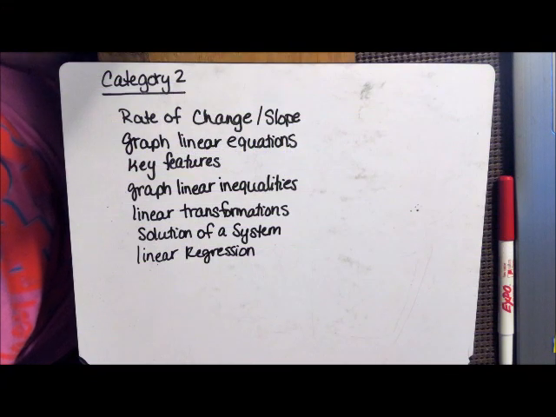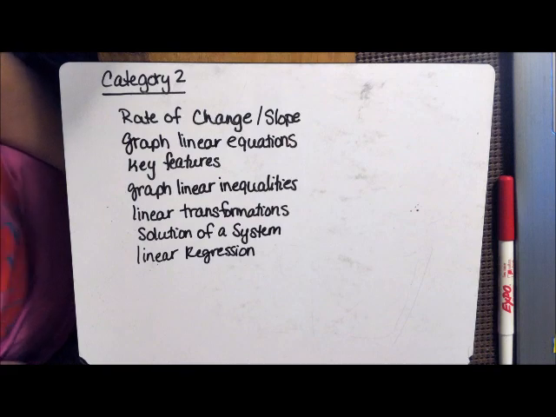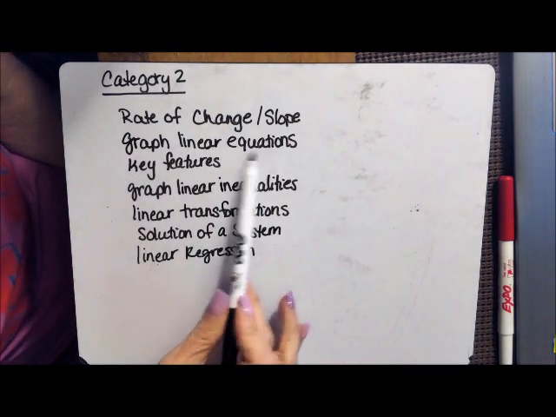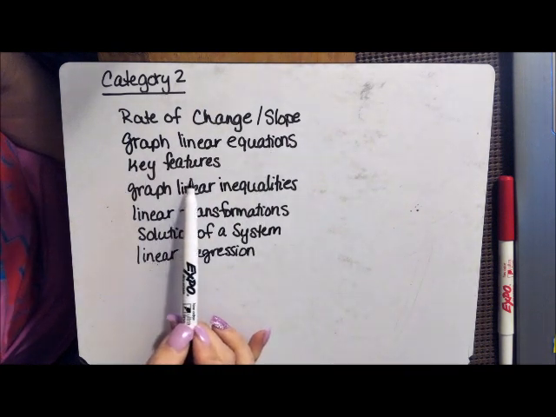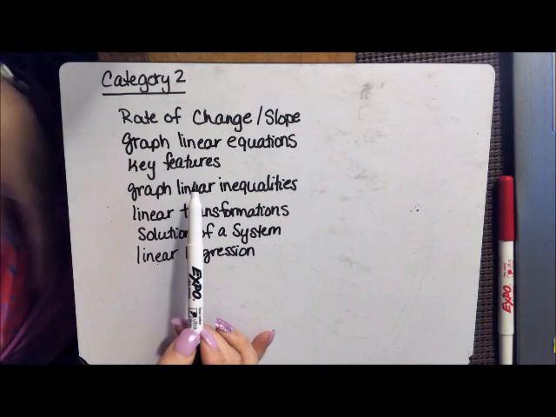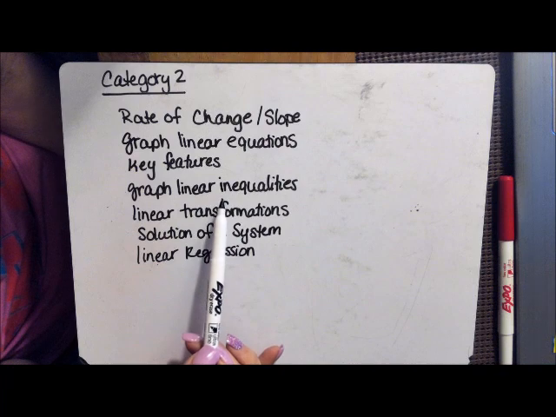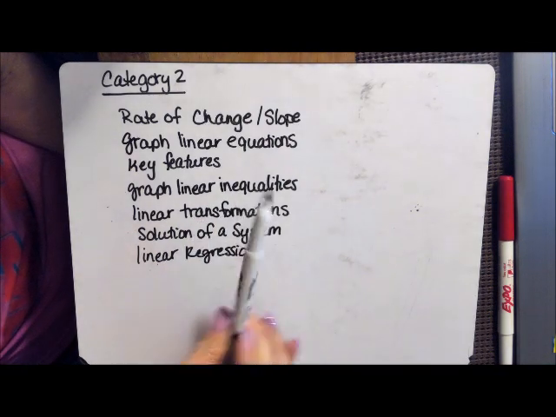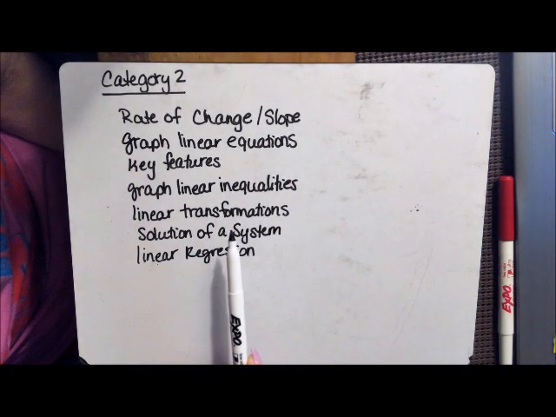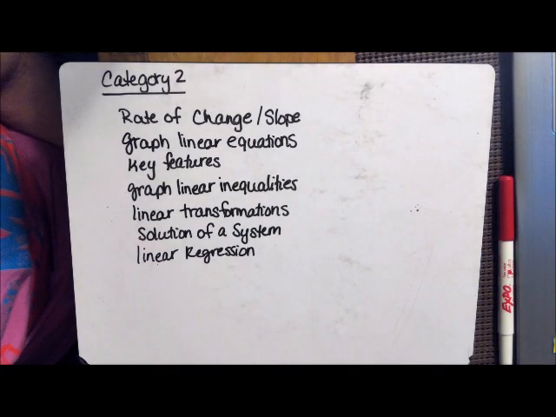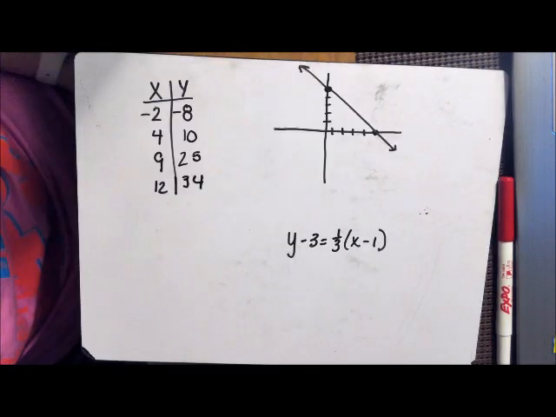Category 2 is going to cover a lot of topics as well. Rate of change and slope. We're going to graph linear equations. We're going to look at the key features like the x and y intercept, the slope, things like that. We're going to graph linear inequalities. We're going to do transformations, that's where we move the graph around. We're going to look at systems and linear regressions. All right, so here we go.